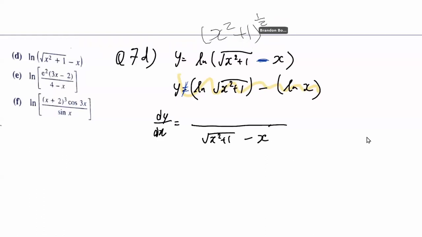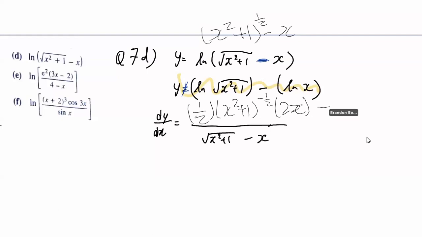Square root is power half. And minus x. Yep. So differentiate. Got power half. Differentiate half. Bring down x squared plus 1. Copy the base. Good. Half. Differentiate inside, 2x. Good. Minus 1. Very good. That's it.